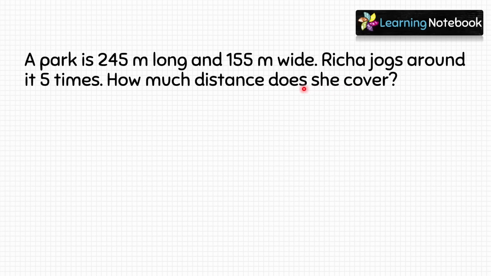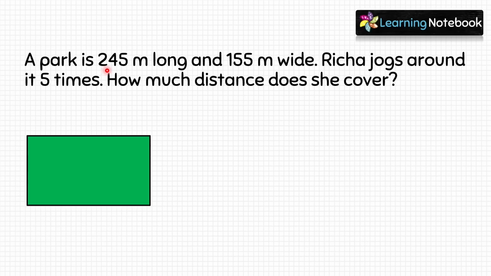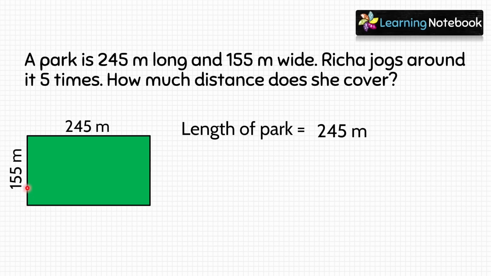Students, let's first understand this question. Here we are given with the park and it is told that it is 245 meter long. It means we are given with the length of this park. Then we are given this park is 155 meter wide. So it means breadth of the park is 155 meter.